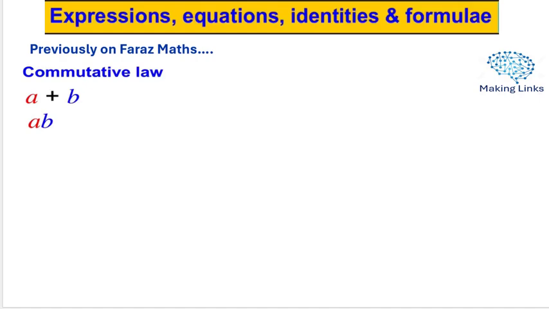Okay, coming to the next. Now the commutative law. In the commutative law, we know that a plus b is equal to b plus a. And a times b, ab means a times b, so it is equivalent to b times a, or ba.